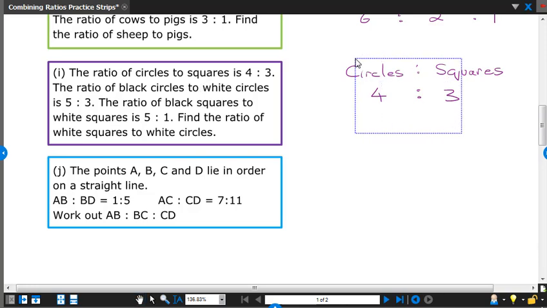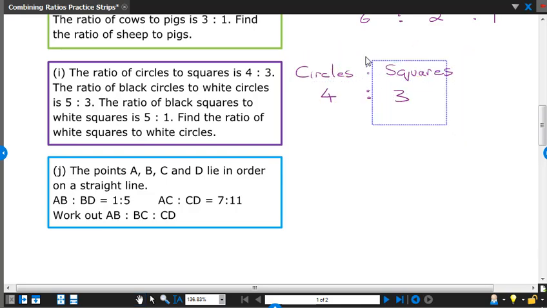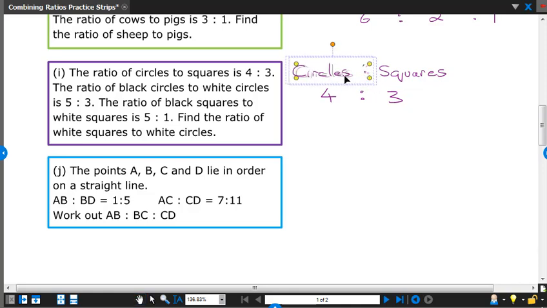Okay. So this is a slightly different question. So I'm going to move this across a little bit. I think we're going to need a little bit more space. Okay, so we have black circles to white circles. So I'm just going to say B to W is 5 to 3.